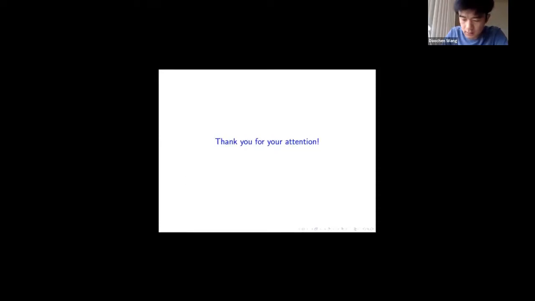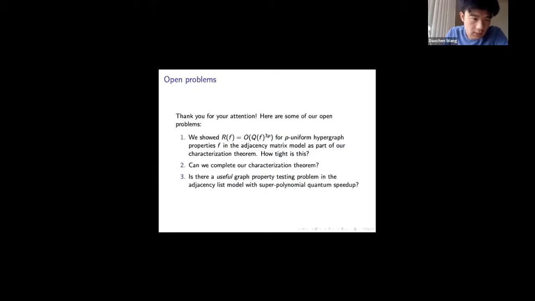And since I have some time left, here are the open problems from our work. So we showed that R is Q to the 3p power for p-uniform hypergraph properties, but we don't know how tight this result is. We don't even know how tight it is for the case p equals 1. The best we know is that there exists an F for which R is omega of Q squared, and that's just, I think, Grover.